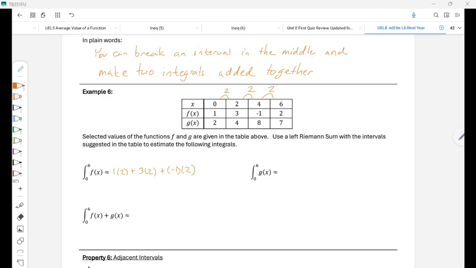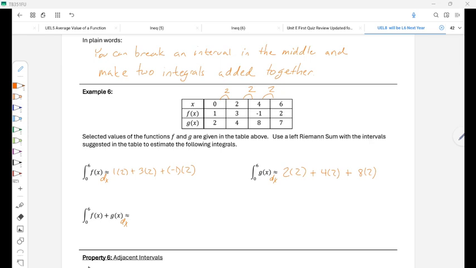So now I'm going to do the same thing with g of x. So I'm just going to replace the 1, the 3, and the negative 1 with the 2, 4, and 8 from the table. All right, so we'll get 2 times 2 plus 4 times 2 plus 8 times 2. Agree? Yeah. Oops. Look at this. None of my integrals have dx's here. That's terrible. How could I? Horrible.